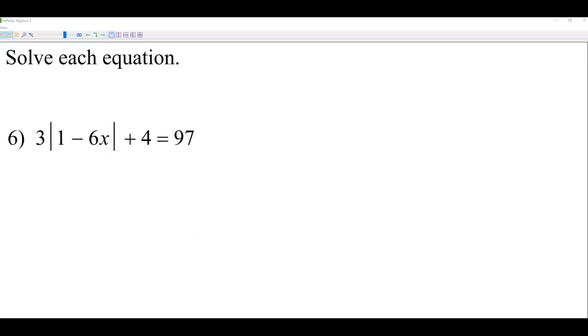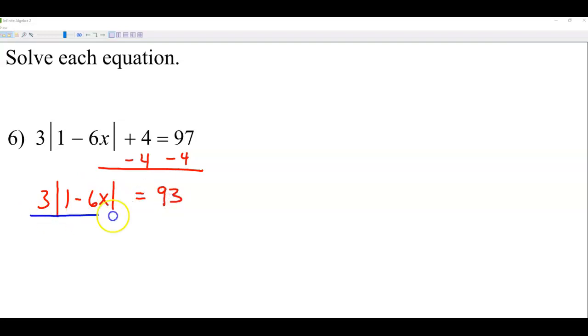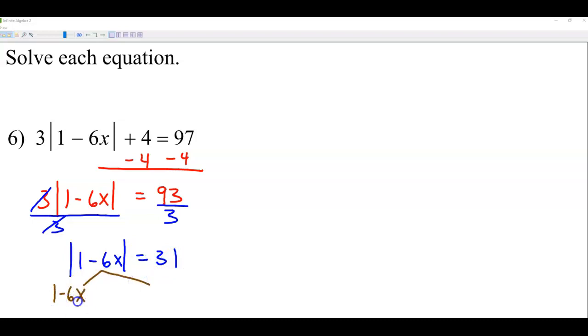Let's take a look at the next one. Once again, you want to start by getting rid of those numbers outside the bars. So step 1 is to subtract 4 on both sides. Step 2 is to divide that 3 out of there. Step 4 is to rewrite that as two equations. Now that I've got the absolute value by itself, we write two equations. Now we need to solve both of those.